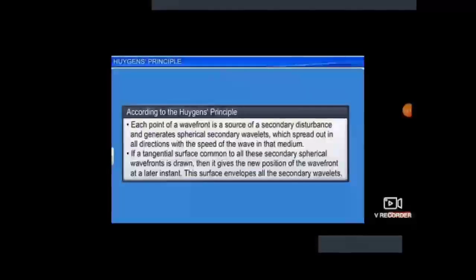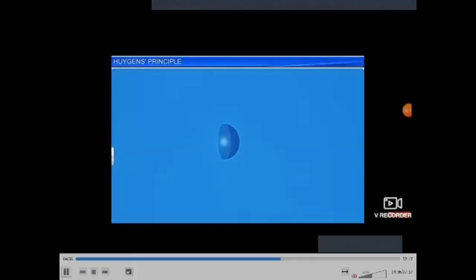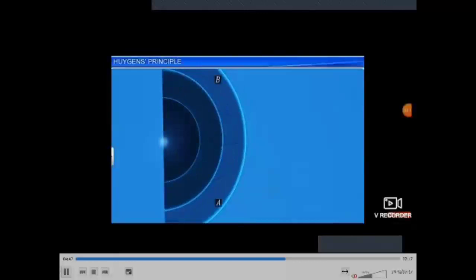Now you can see the same thing in animated form. This is the wavefront originated from the disturbance source. Let us consider A and B as the wavefront. Each point of this wavefront creates another wave from that particular point, acting as a secondary source. The waves originating from each point propagate and overlap at this particular position, and move like this.